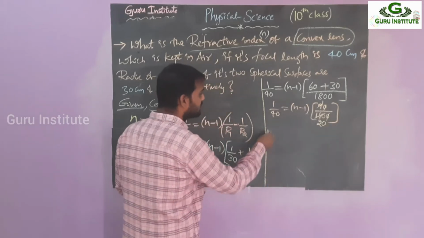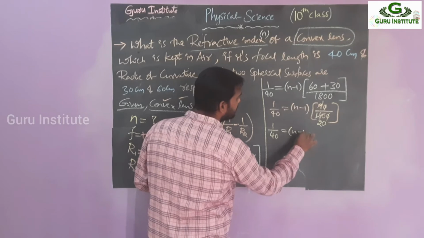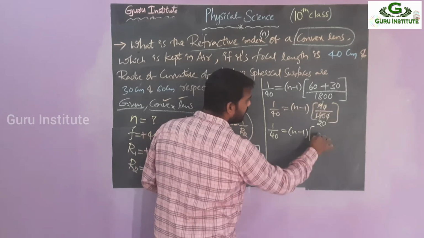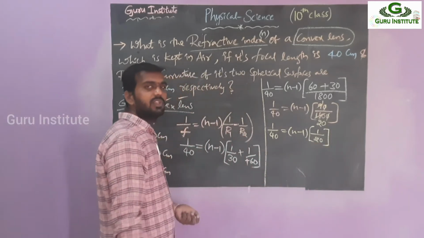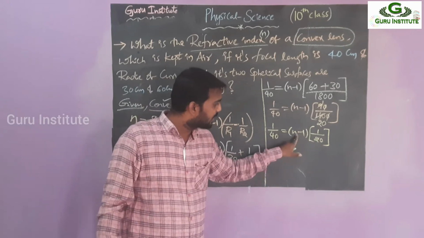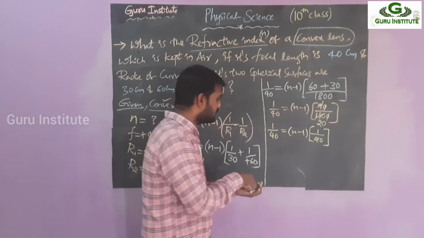So then what do you get next? 1 by 40 equals n minus 1 into 1 by 20. What is the next one? This 20 comes to this side. What will happen? Here you can see n minus 1 is multiplied by 1 by 20. Suppose if you assume here by 1.